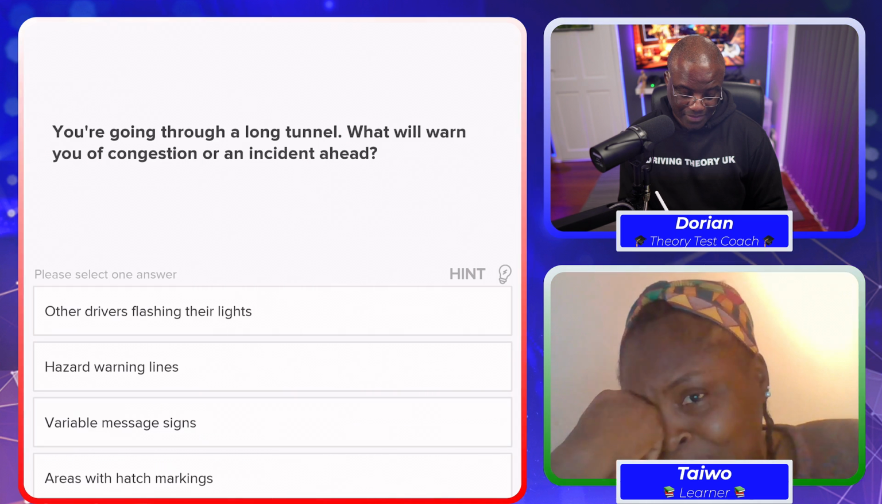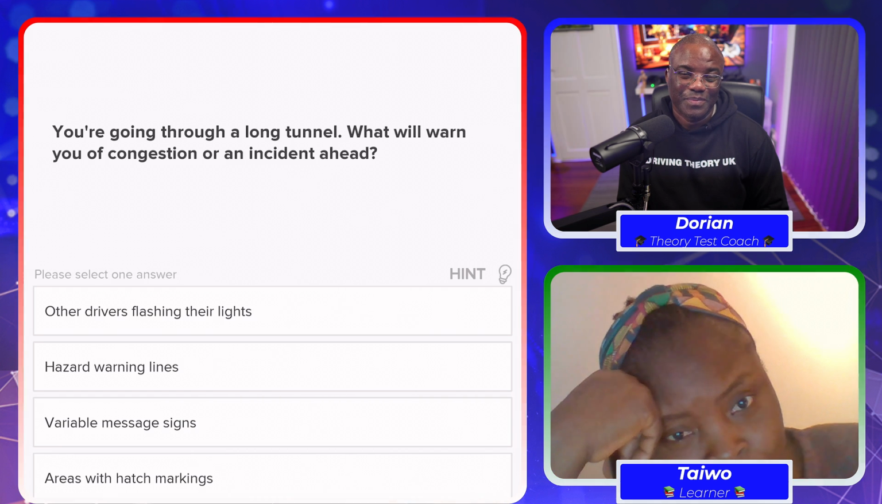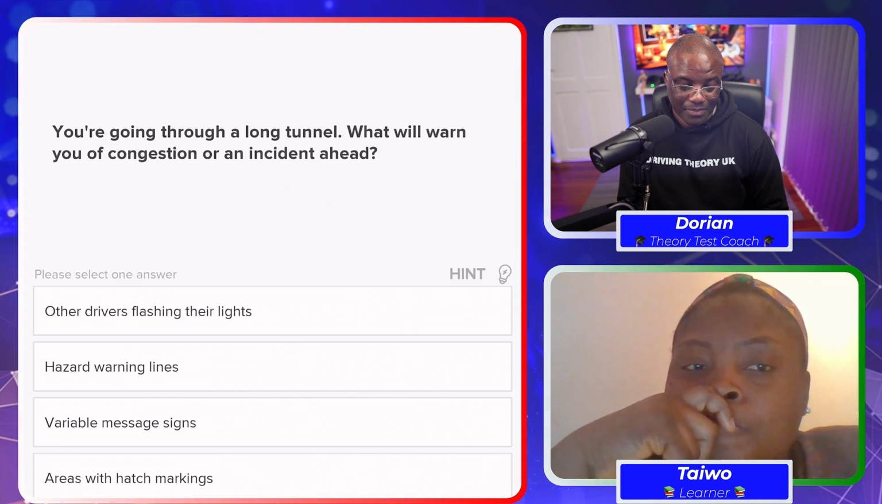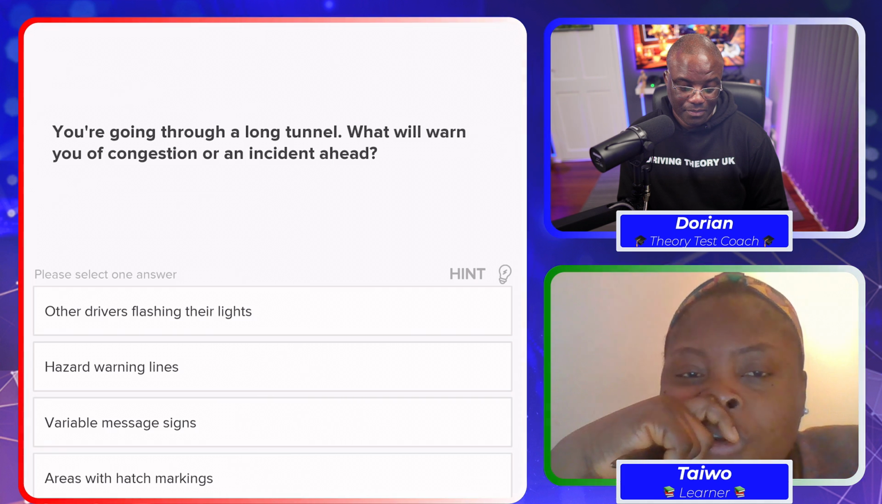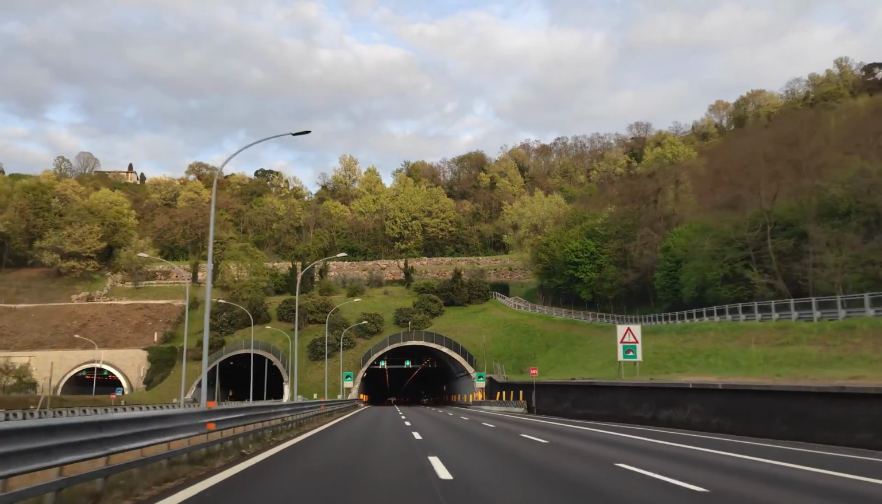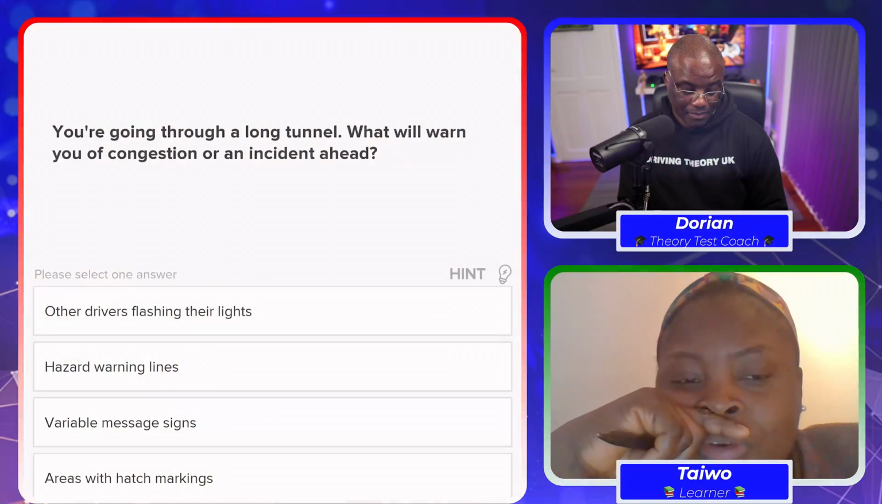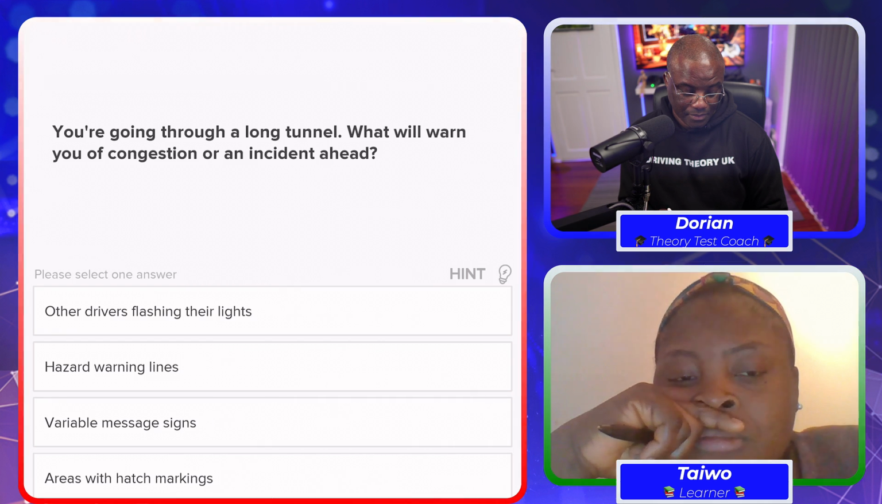All right, next question. You are going through a long tunnel. What will warn you of congestion or an accident ahead? It's between B and C. Because if the vehicle was parked, no, C is variable message signs. Okay.